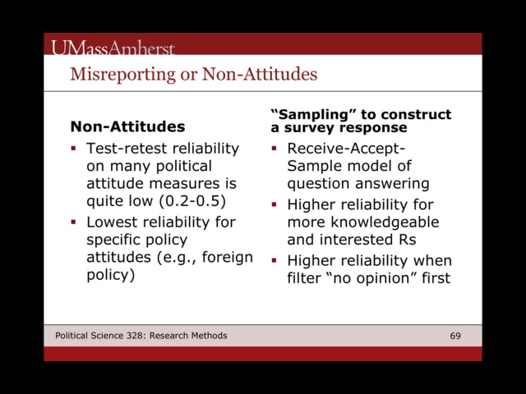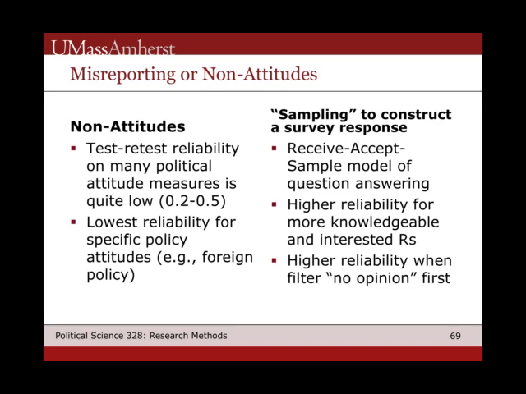Basically, there aren't good and easy ways on a survey to tease out what is misreporting and what is contextual variation. Experimental design can help us through some of these issues. Now, one way we could think about misreporting or non-attitudes is to ask if we ask the same question under the same conditions, would you get the same answer the next time around? We have this problem, though, that the retest reliability on many political attitude measures, almost everything besides partisan ID and racial attitudes, tends to be quite low. Even a correlation of 0.5 is actually fairly high for a political attitude. Specific policy attitudes, particularly around issues like foreign policy, tend to be the lowest, right?